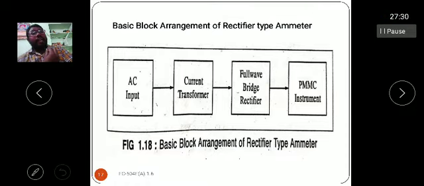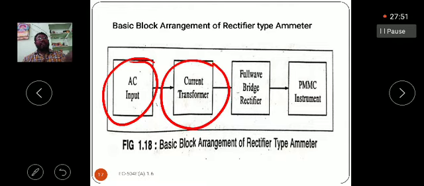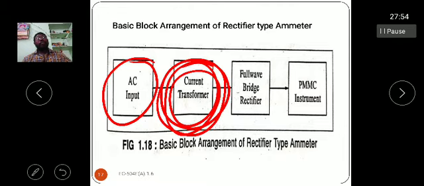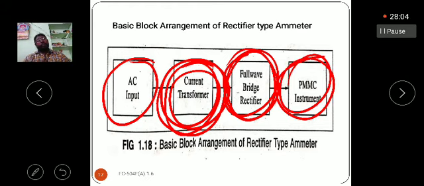The basic block diagram of the arrangement of a rectifier type ammeter. In the block diagram of the rectifier type ammeter, we have four different blocks. The first is the AC input, and here we are using the current transformer. The second one is the full wave rectifier circuit. The next block is the PMMC instrument.